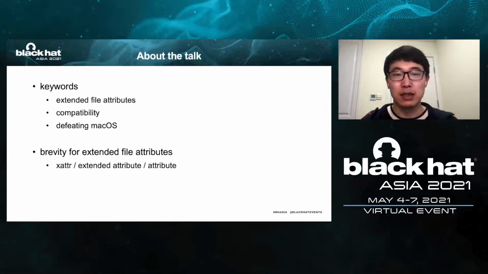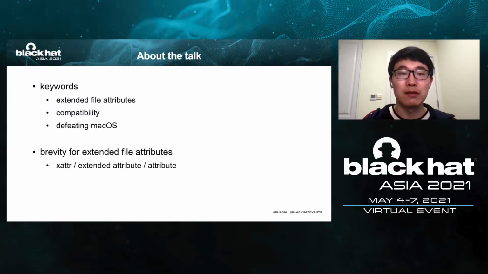There are three keywords in my talk: extended file attribute, compatibility, and defeating macOS. That's the agenda of my talk today. And what is extended file attribute? This is a concept in file systems. File system is a huge subject. I will not discuss the details of file systems today. I will focus on the vulnerable part, the implementation of extended file attribute. For brevity, I will use XATTR, extended attribute, or just attribute instead of extended file attribute in the remainder of the talk. They are all the same thing.